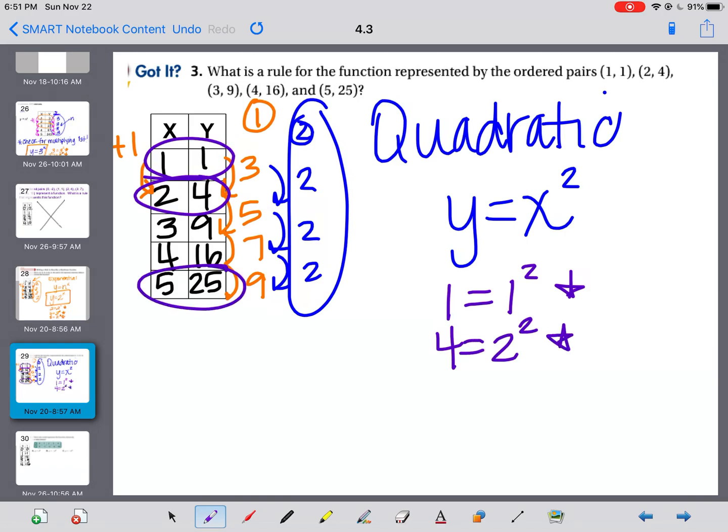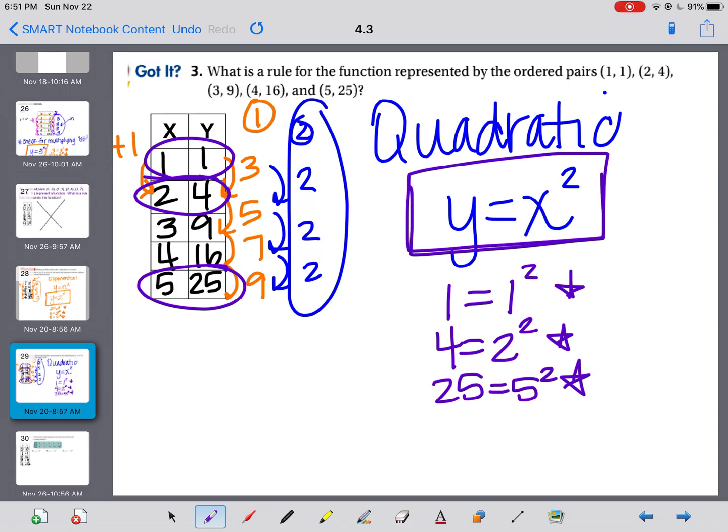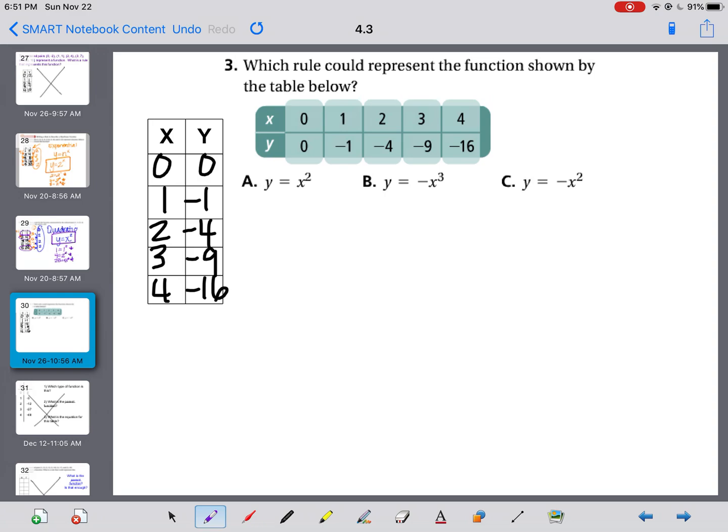Okay, so if I take my first set here, 1 is equal to 1 to the second power. That works. 4 is equal to 2 to the second power. That works. Let's go with the big one here. 25 is equal to 5 to the second power, and that works. So I know all I needed was y equals x to the second power.